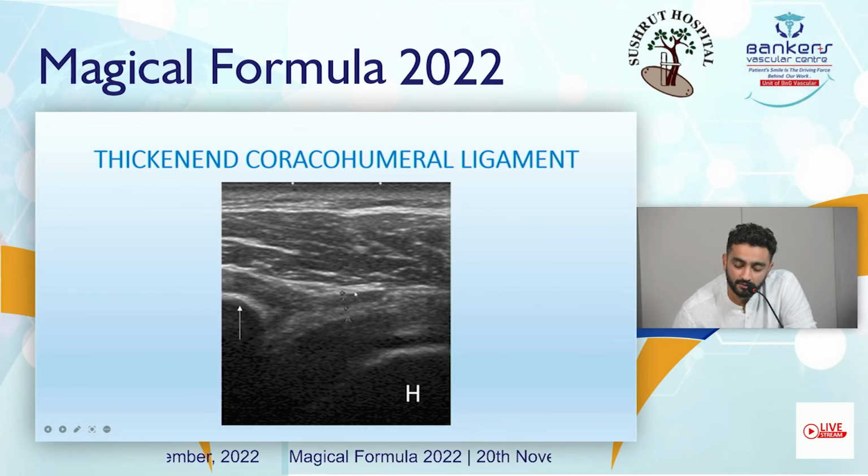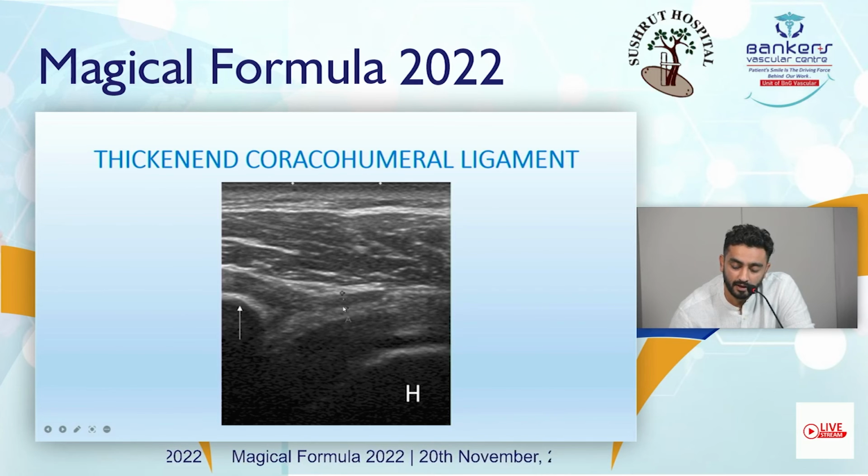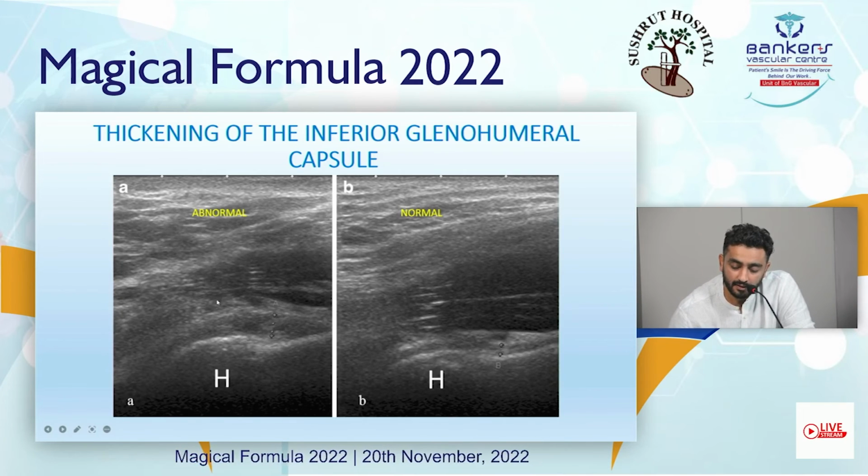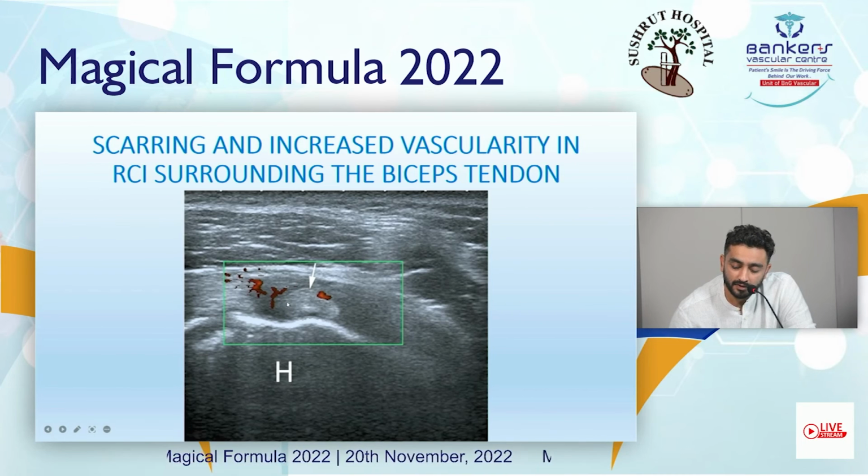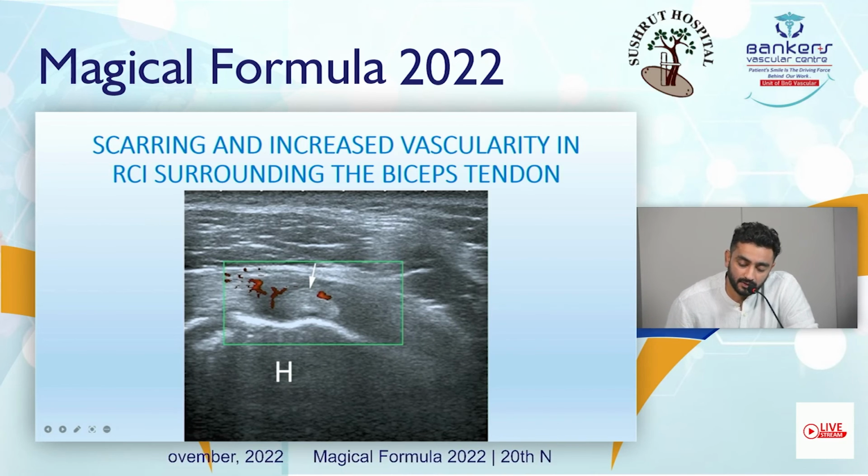So this is a case where they have demonstrated thickening of the coracohumeral ligament. Another case, they have scanned this USG at the level of the axillary pouch. This is the inferior glenohumeral ligament. So the left side is the abnormal one, and this is the normal one. You can see here on the normal side it is not thickened. Here it is thickened. This is another image where this is the long head of biceps tendon. Surrounding it there are dirty looking echoes, and they have kept a power Doppler which is showing increased vascularity. So this is useful in diagnosing.